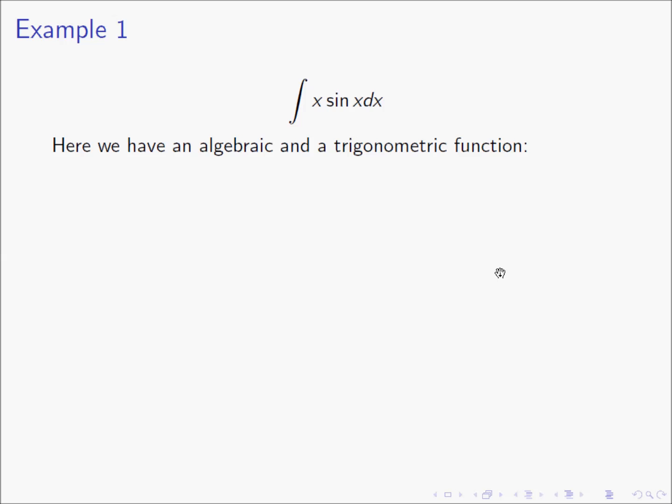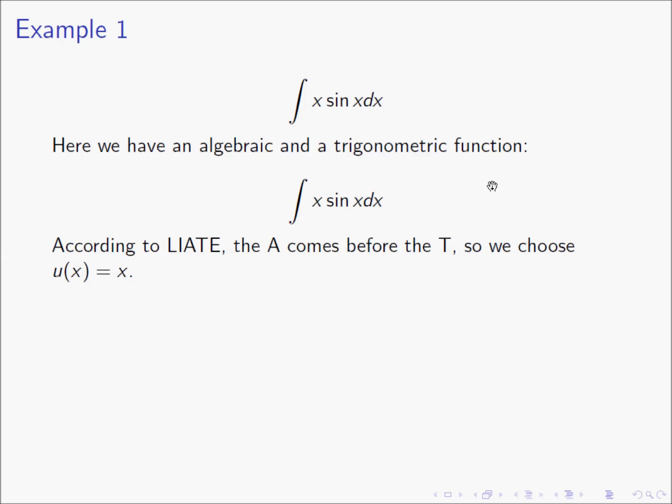So let's choose u for this integral using LIATE. Here we have an algebraic function that is x and a trigonometric function. An algebraic function is any polynomial function or a rational function, that is a quotient between two polynomials. And the trigonometric functions we already know: sine of x, cosine of x, etc. So according to LIATE, the A comes before the T in the word LIATE itself. That indicates that we should choose u of x equals the algebraic function that is x. So the order of the letters tells you which function you should choose as u. The letter that comes first and appears in the integral should be the u.